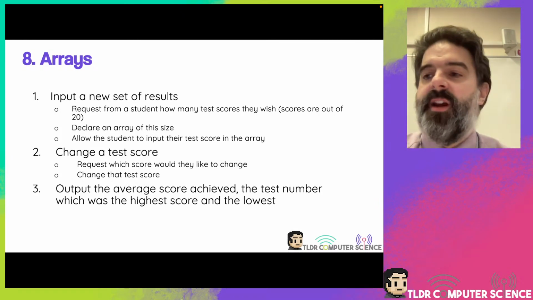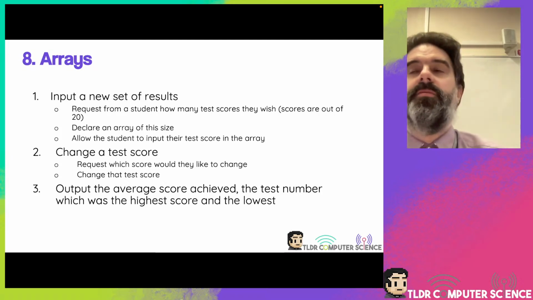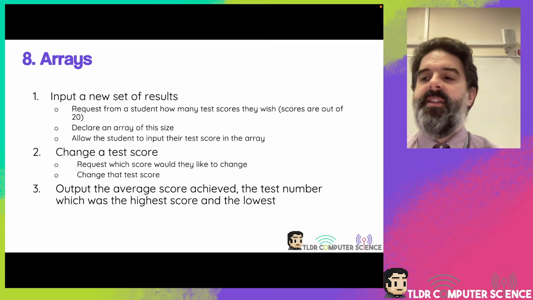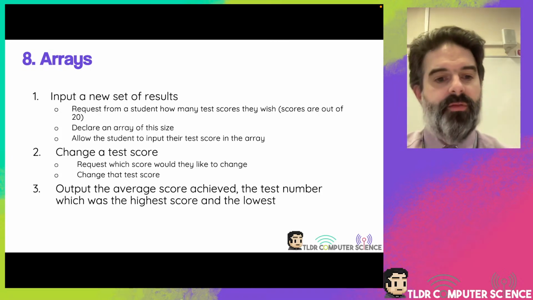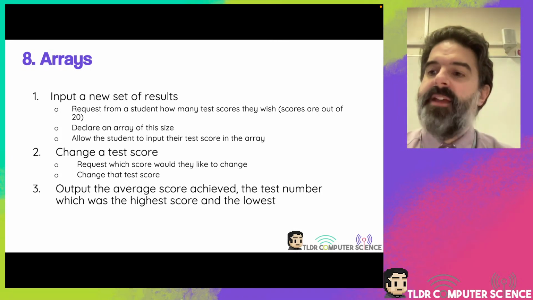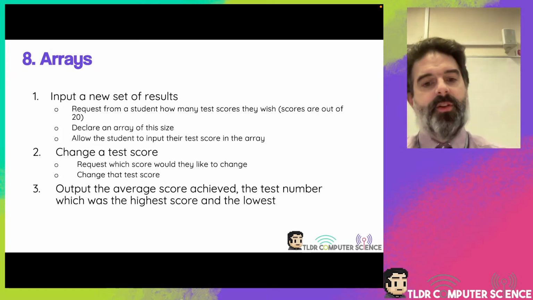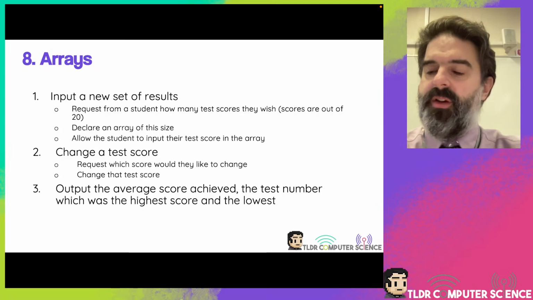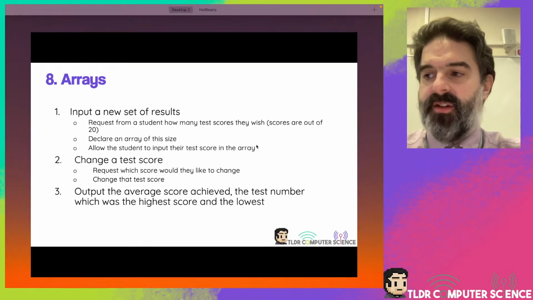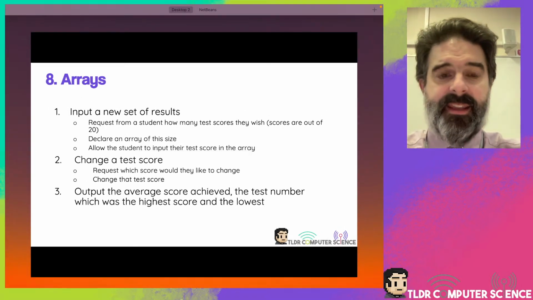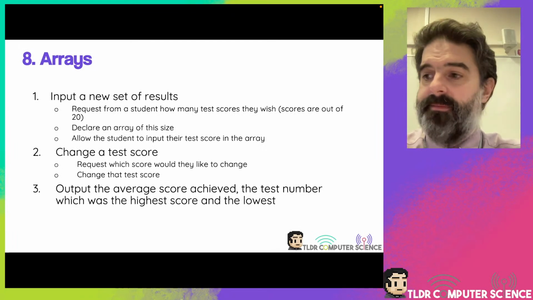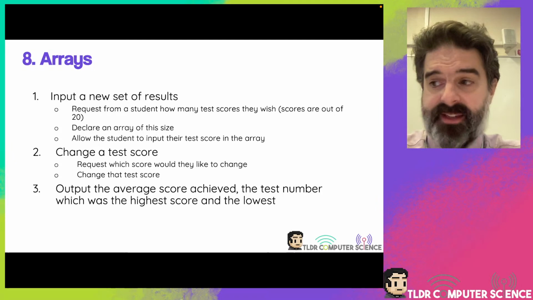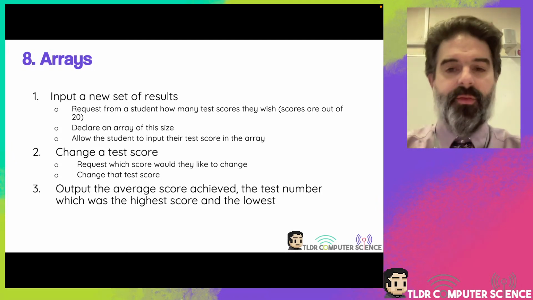And then afterwards, you can ask them, do they want to change a test score? So say it was 5 tests, I want to change test 3, and then change it to the new test score, whatever score that was going to be. And then output an average score. So using that same array, step through the array, output the average score, and which test number was the highest and which was the lowest, which we've done before with a for loop.